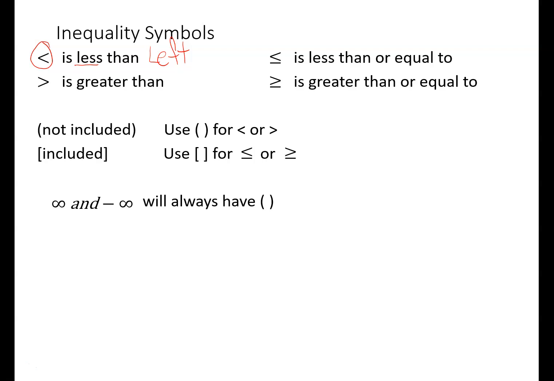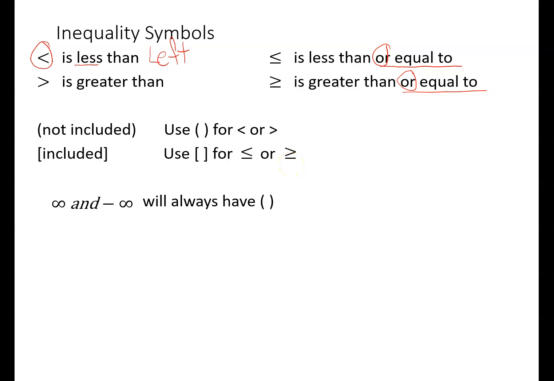The symbols on the right side, you'll notice, have a bar underneath. That bar means or equal to. The key word there is or, and I'll show you why here in just a second. The next part of the slide says that basically we're going to use parentheses when a number is not included and square brackets when a number is included. So you'll want to remember that parentheses are going to go along with less than or greater than without the bar. The square brackets will be used when your inequality symbol has the equal to bar on it.